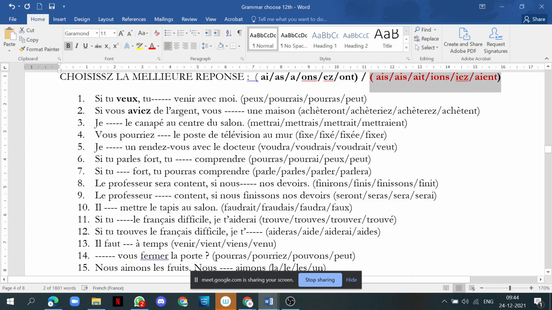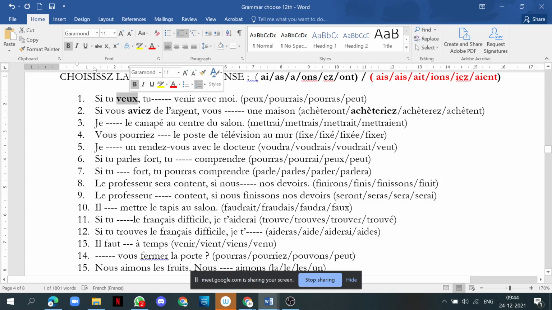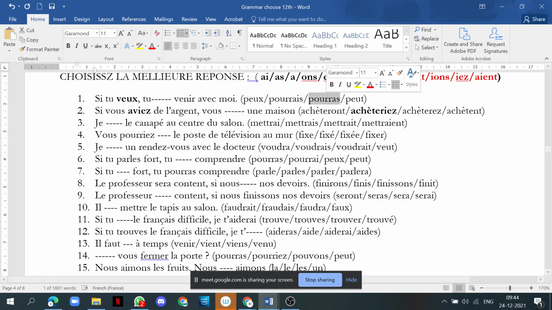So here there is ONT, EZ, ENT, but none of them is in the options. Only IEZ is the correct answer. So if you have IEZ there, and the subject does not change, the same subject will be there, so you can choose the same IEZ. But if there is a present tense in this place, then you have to choose the future. So the future endings will be AI, AS, A. So the third option will be the right one.